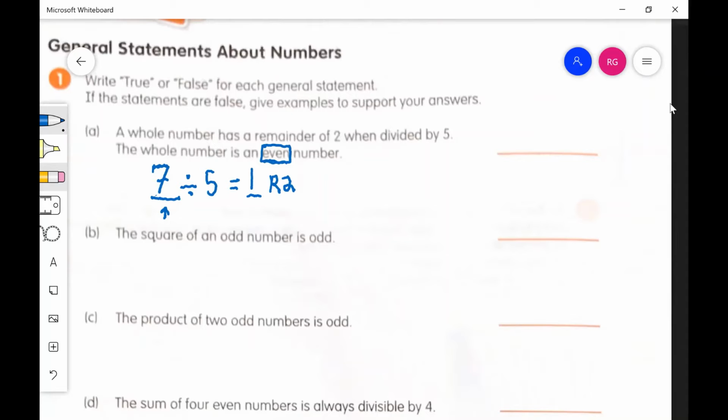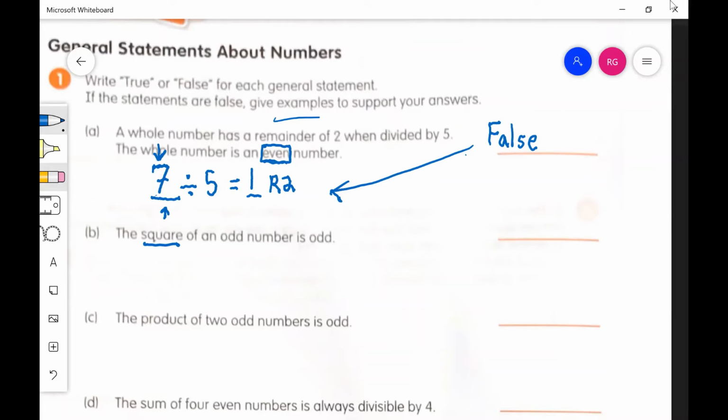The whole number is an even number. Is 7 even? True or false? Is 7 even? 7 is not an even number. So we should say false, right? Okay. It doesn't ask for an explanation. It says if the statements are false, give examples to support your answer. As long as you write this here, that should be sufficient.